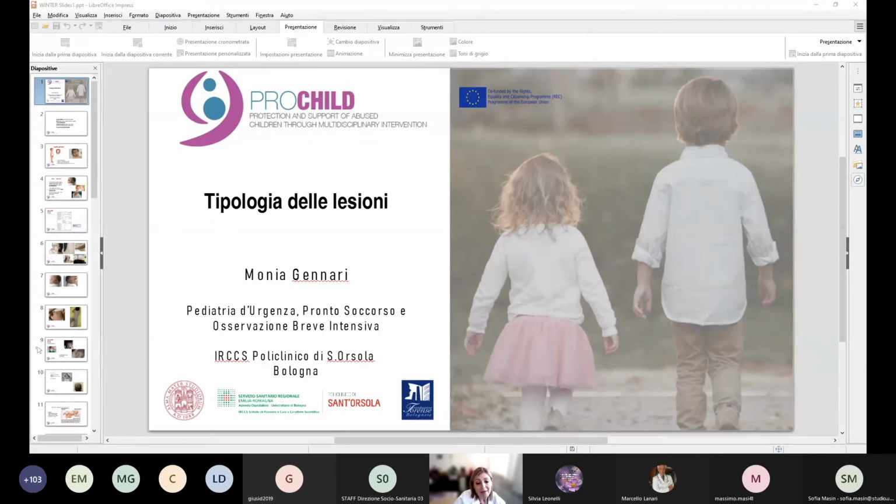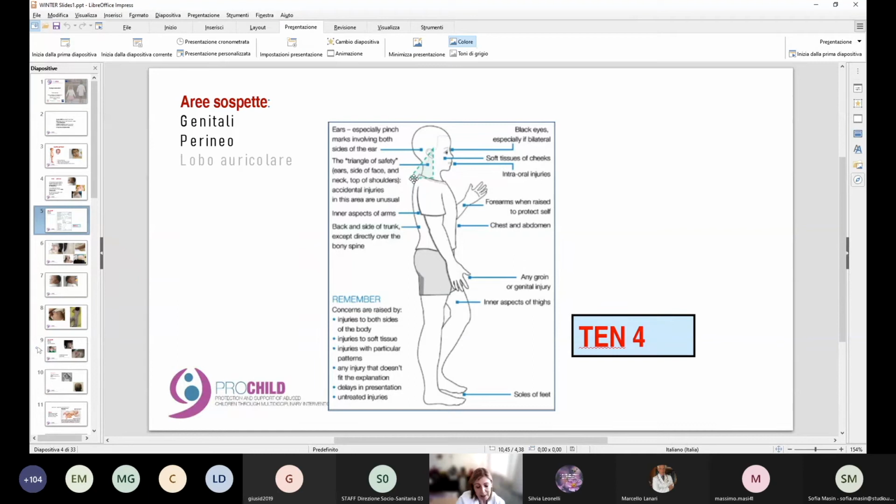And then we have to assess the child's weight and height and head circumference in a child under 2, because an inappropriate growth can be a sign of neglect. And if the head circumference is growing, that can be a hemorrhage, an intracranial hemorrhage.